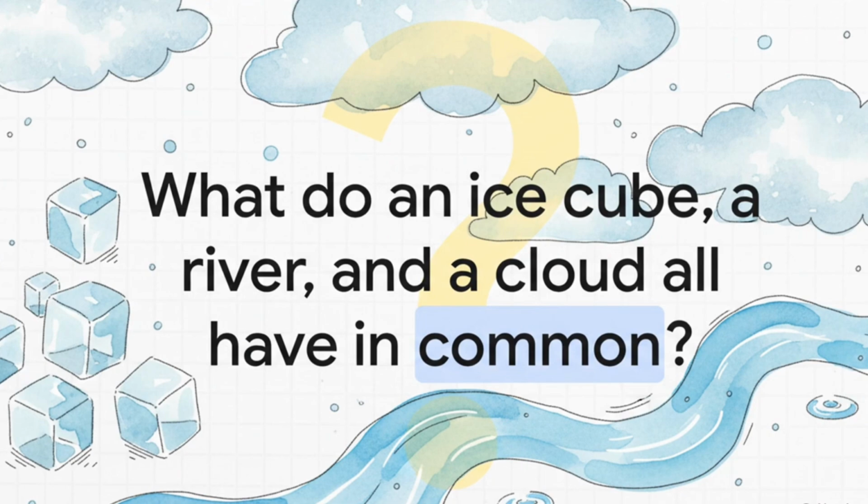So to get us started, here's a quick question for you. What could an ice cube, a flowing river, and a fluffy cloud possibly have in common? I mean, they look and feel completely different, right? Well, the answer is actually pretty simple. They are all made of the exact same stuff, tiny, constantly moving particles. And grasping this one simple fact is the key to unlocking everything else we're going to talk about.